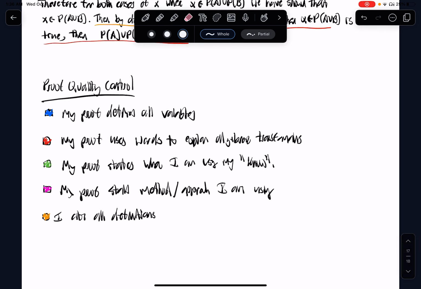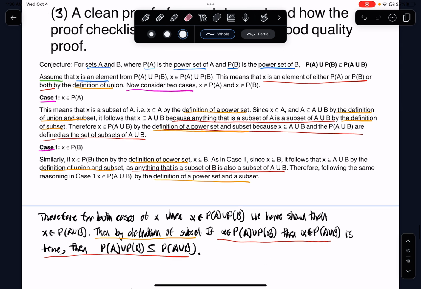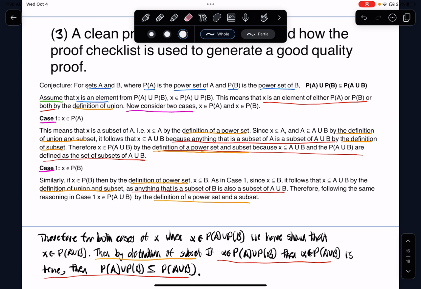Next is the green statement, which is that my proof states clearly where I am using the hypothesis to know. And that would be in my first line, where I say I assume that X is an element from the power set of A union the power set of B. By saying I assume, I demonstrate that that is my known, and I assume that it is true.